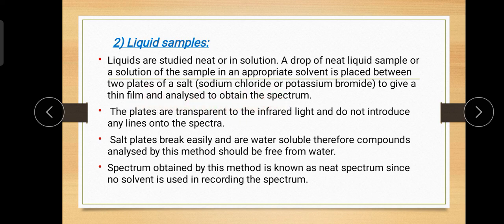The plates are transparent to infrared light and do not introduce any lines onto the spectra. That means the salt plates, like sodium chloride and potassium bromide plates, are transparent to IR radiation, so they do not introduce any band onto our sample spectrum. So this is beneficial to get the proper spectrum of the given sample.